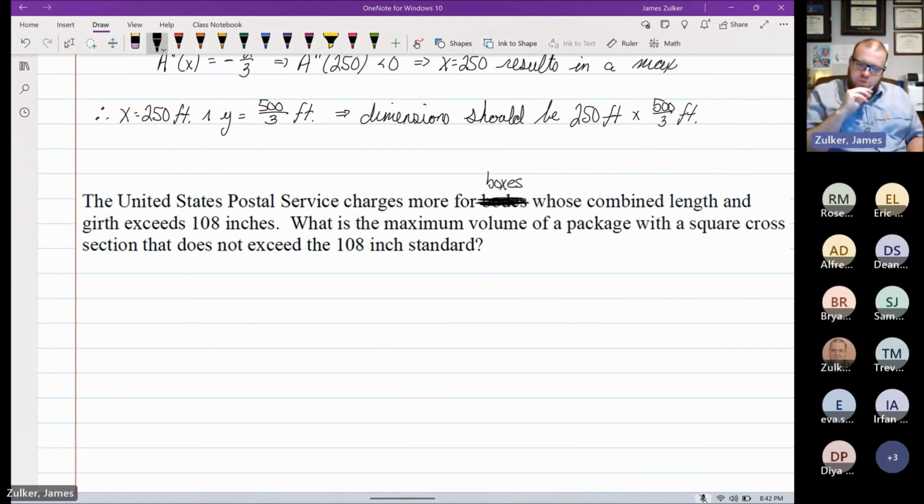United States Postal Service charges more for boxes whose combined length and girth exceeds 108 inches. So what is the maximum volume of a package with a square cross-section that does not exceed the 108-inch standard?